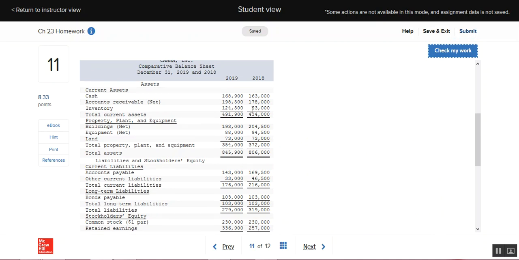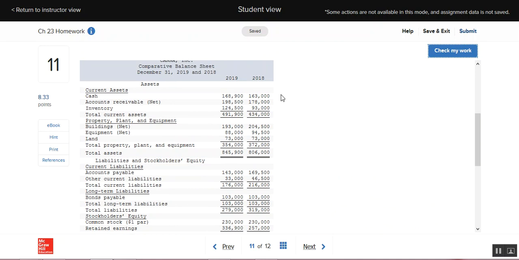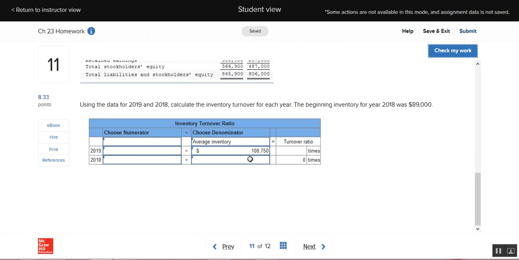So we have inventory, and this one is the ending inventory for 2018. You need the beginning inventory for 2018, which is actually the same thing as the ending inventory for 2017. Now, we don't have a 2017 column. That's where this comes in. Instead of telling you it was the ending inventory for 2017, they just went ahead and told you it was beginning for 2018. So you would take the 89,000, which was the beginning inventory, and 93,000, which is the ending inventory. Divide that by 2, and you get $91,000.